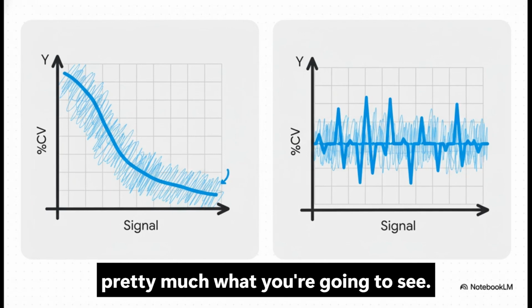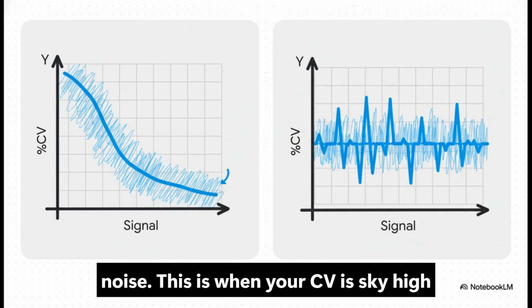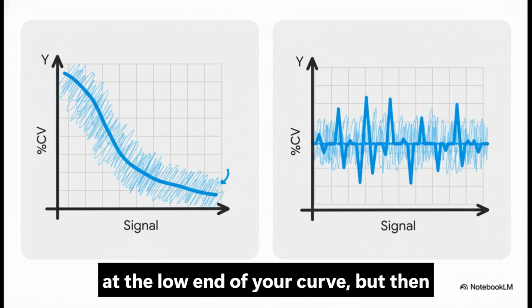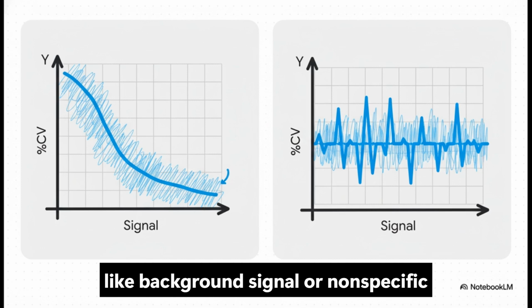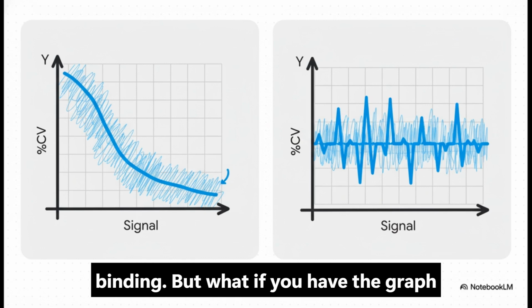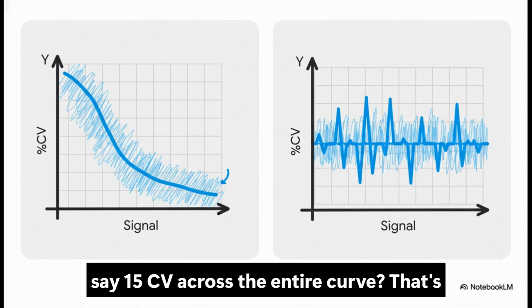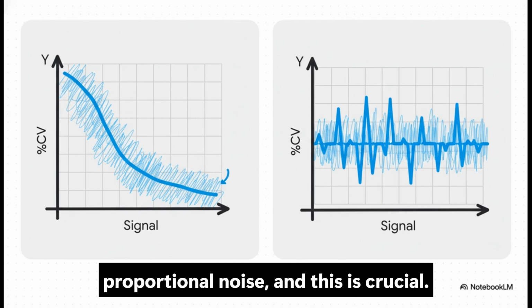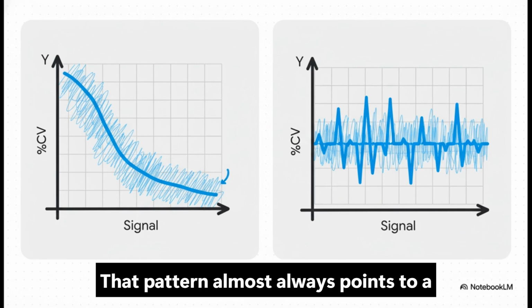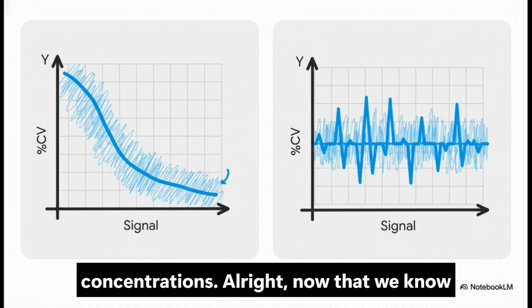So these two patterns are pretty much what you're going to see. Over on the left, you've got additive noise. This is when your CV is sky high at the low end of your curve, but then gets better and better as the signal goes up. That almost always points to something like background signal or nonspecific binding. But what if you have the graph on the right? A flat, frustrating, let's say 15% CV across the entire curve? That's a whole different animal. That's proportional noise. And this is crucial. That pattern almost always points to a physical issue, like inconsistent pipetting or a problem with your reagent concentrations.